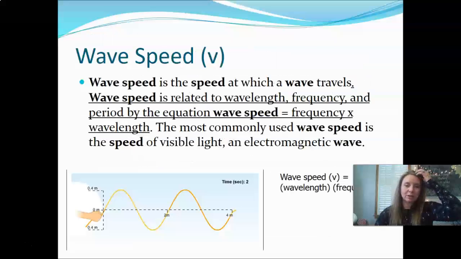The last thing I want to touch on is wave speed. This is very similar to what we did when we were talking about Newton's 3 laws of motion. Speed equals distance divided by time. Same thing here. Wave speed equals distance from crest to crest divided by time, how fast it's moving. So wave speed is related to wavelength and frequency by the equation frequency times wavelength. What we're looking at is from crest to crest, and then how fast it's moving from one cycle to the next.